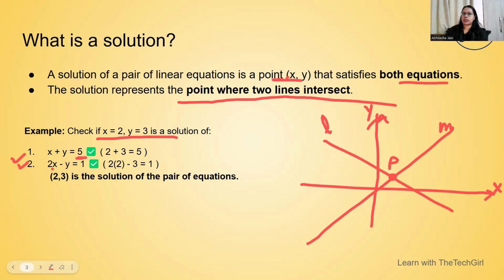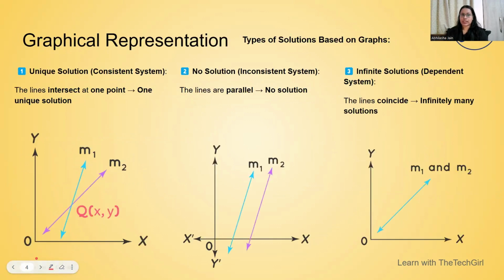The second one is 2 times 2, so 4 minus 3, which is 1. So that's what we are getting here. So this is also correct. That's why 2 and 3 is the solution for this pair of equations. Sounds good? Linear equations can be solved graphically.